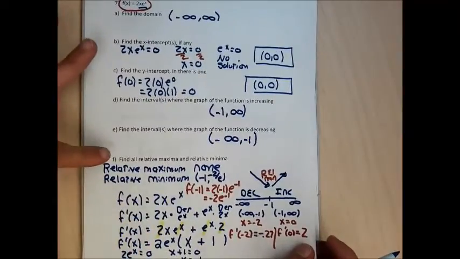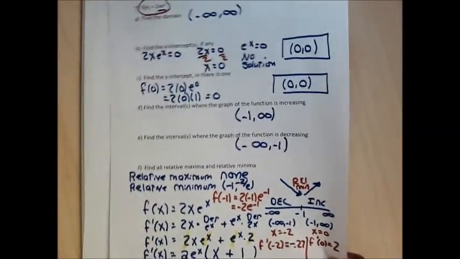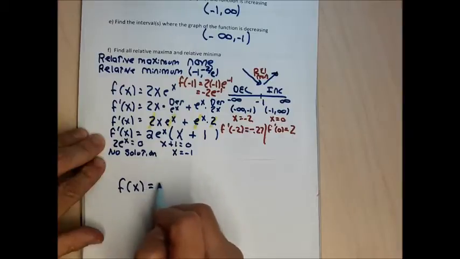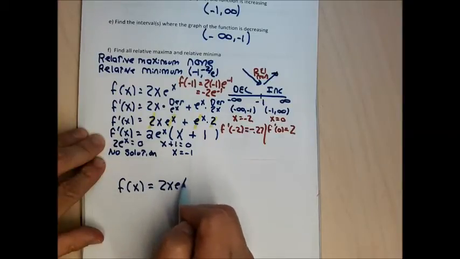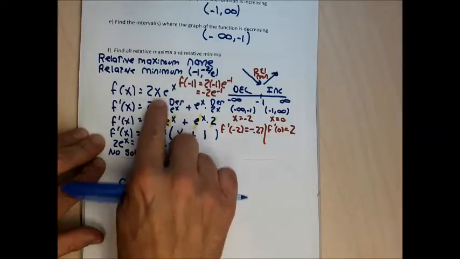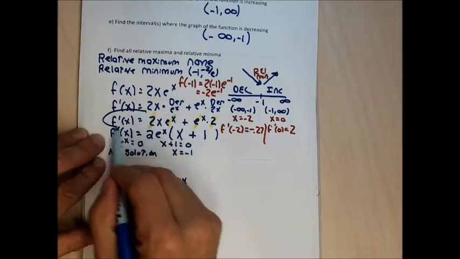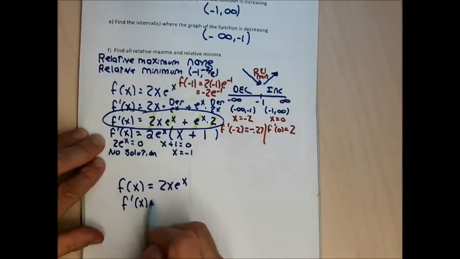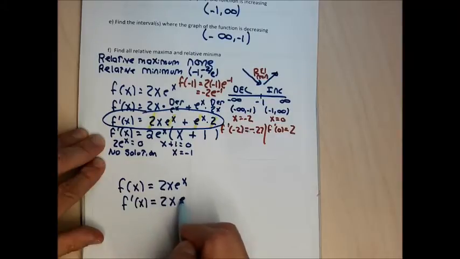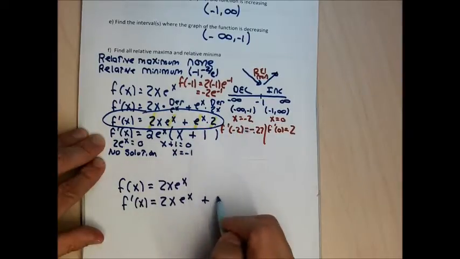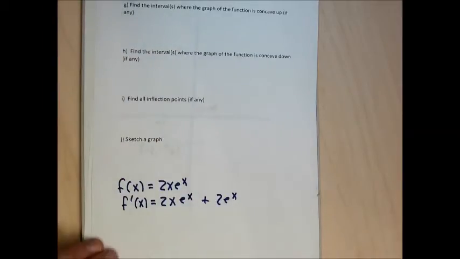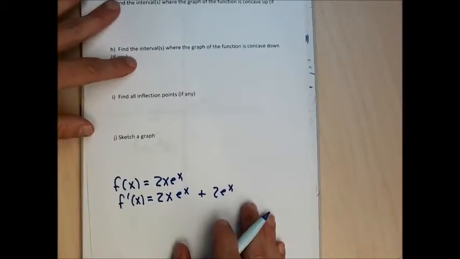So that's everything from this page. I'm going to move on to the second page and start working with concavity. In order to work with concavity, I have to know the derivative. I actually need to know the second derivative. The original function was 2x e to the x. It's going to probably be easier to use this version of the first derivative to find the second derivative. So I'm going to say the first derivative is 2x e to the x, and that piece I'm going to call 2e to the x. In order to work with concavity, I need to find the second derivative, and that's where I'm going for parts g, h, and i.